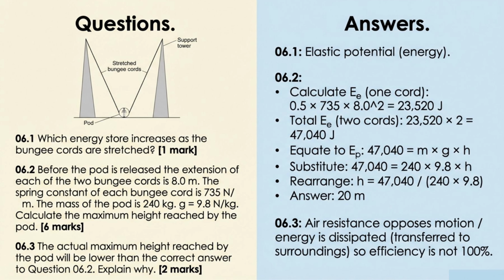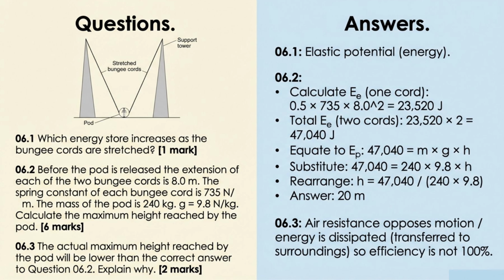We equate that to gravitational potential energy to find the height. 47,040 equals mass times gravity times height. The mass is 240, gravity is 9.8, so 47,040 equals 240 times 9.8 times H. Rearrange that. H equals 47,040 divided by the result of 240 times 9.8. And you get a height of 20 meters. But then 6.3 asks why the actual height is lower. The authorized answer is that air resistance opposes the motion, or that energy is dissipated and transferred to the surroundings, so the efficiency is not 100%.